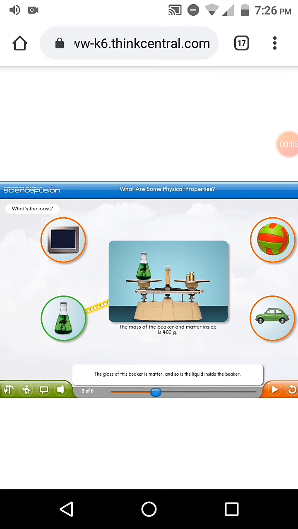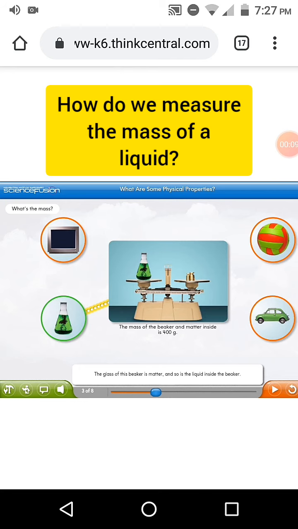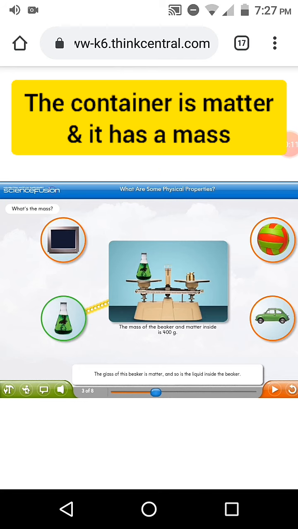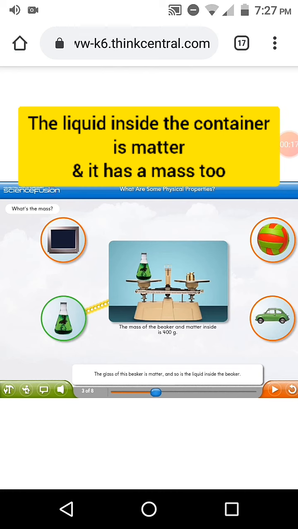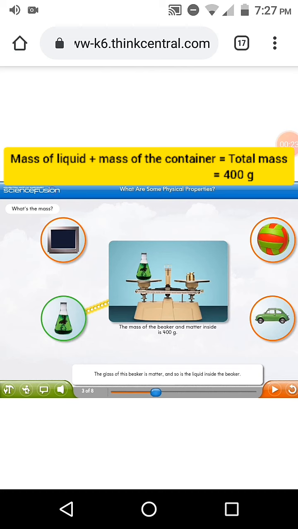It shows a liquid, not a solid, okay? So we are talking about two matters. The first matter is the glass of the beaker or the container. And the second matter is the liquid. So I need to measure what? To measure the mass of the liquid plus the mass of the container or the beaker, okay?